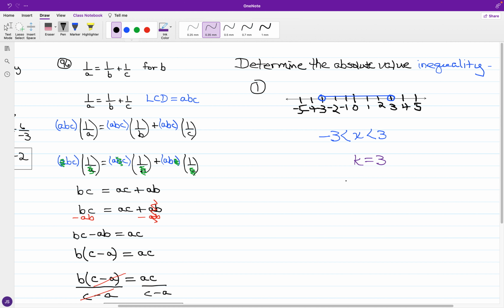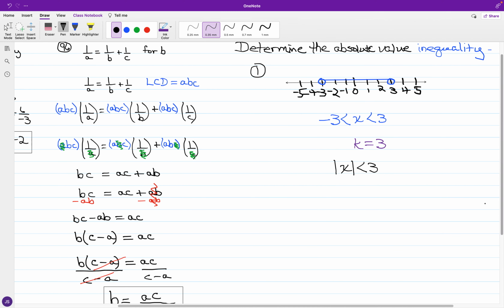And the inequality that springs forth, namely the compound inequality, is going to correspond to where we have the absolute value inequality: the absolute value of x is less than 3. So it's kind of like taking it and working backwards. Again, if the absolute value of x is less than k, then negative k is less than x is less than positive k.